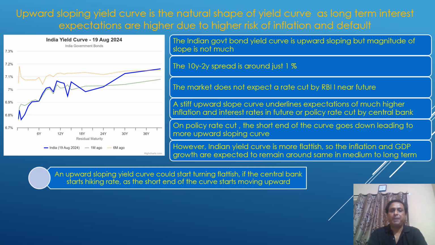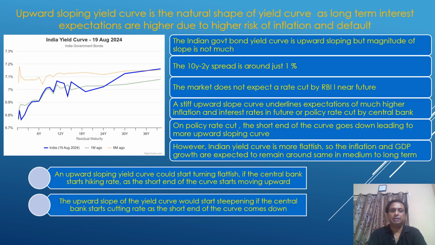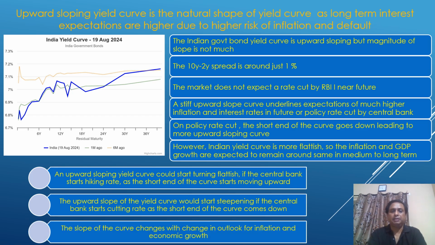An upward sloping curve could start turning flattish if the central bank starts hiking rates, as the short end of the curve starts moving upward. The upward slope of the yield curve would start steepening if the central bank starts cutting rates, as the short end of the curve comes down. The slope of the curve changes with change in the outlook for inflation and economic growth.